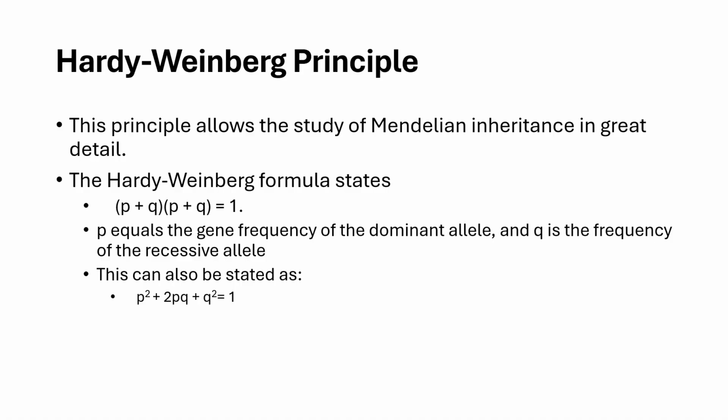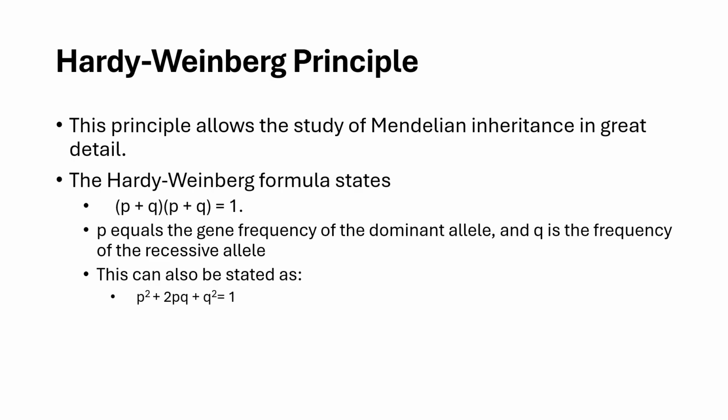The Hardy-Weinberg principle is a fundamental concept in population genetics that allows for the detailed study of Mendelian inheritance within large populations. This principle provides a mathematical model to calculate and predict the genetic variation of a population under ideal conditions, assuming no evolutionary influences such as mutation, migration, selection, or genetic drift occur.